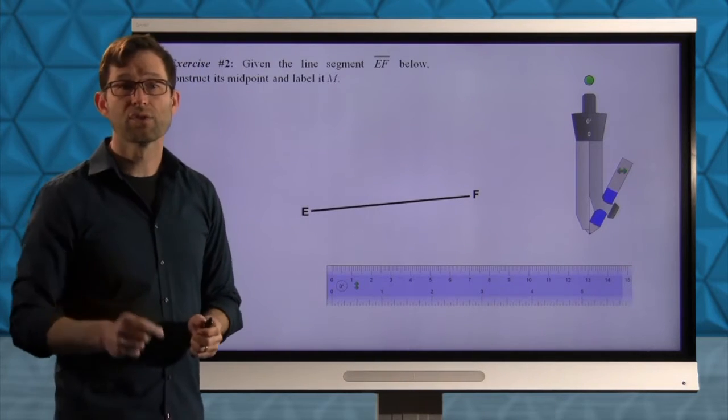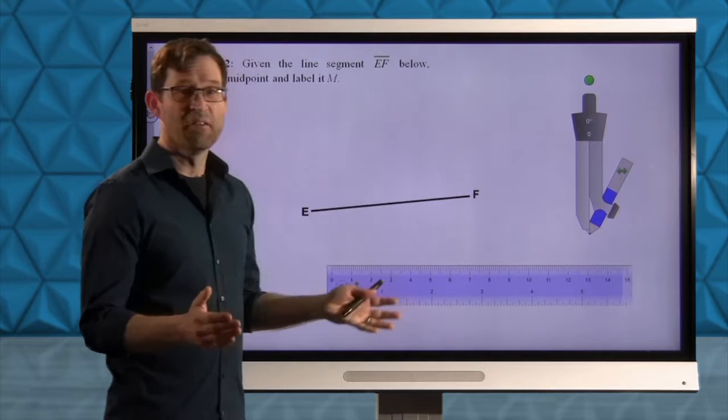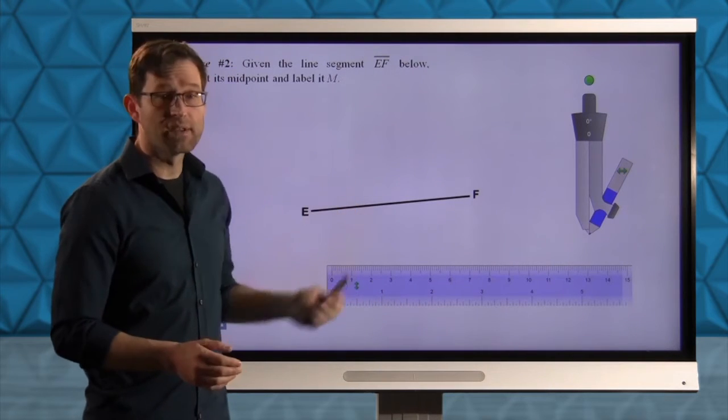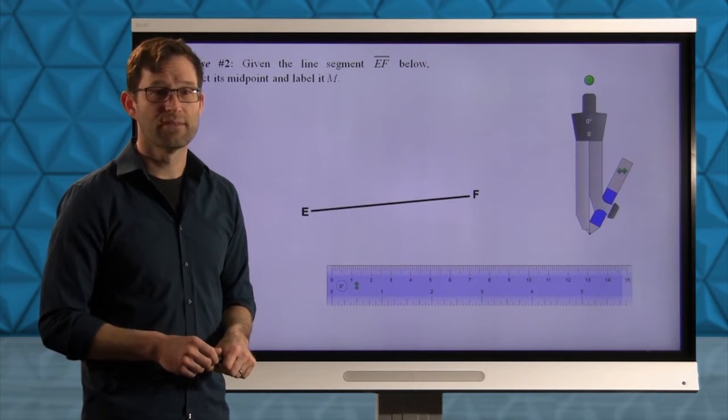All right, exercise number 2. Given line segment EF below, construct its midpoint and label it M. All right, pause the video now. Construct its midpoint, label it M, leave all your construction marks. Take a few minutes.